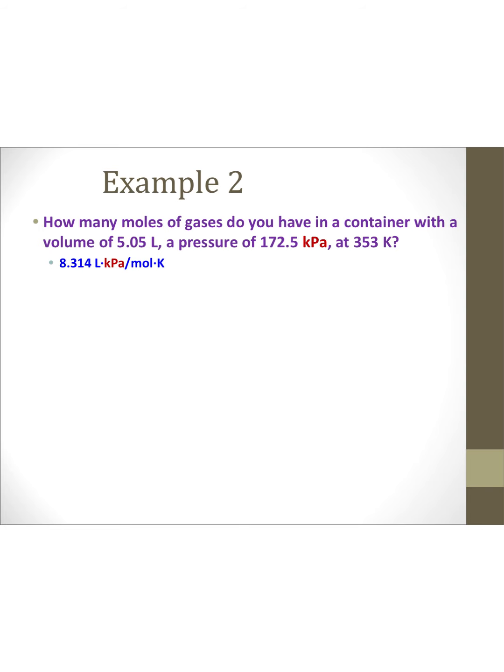Here we're looking for how many moles, which is n. And we have pressure, volume, everything is listed right there, so we can see that.